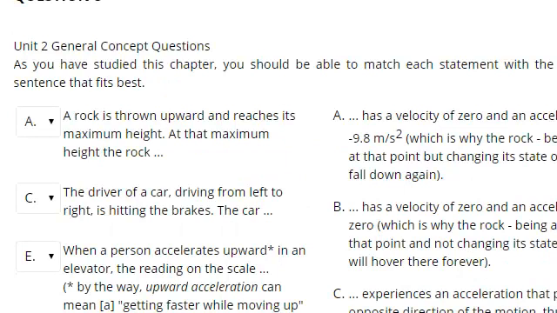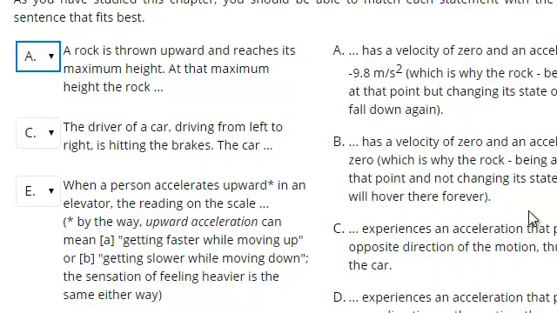All right, let's see. General concept questions. A rock is thrown upward and reaches maximum height. At that maximum height, the rock has a velocity of 0 and an acceleration of negative 9.8 meters per second squared, which is why the rock, being at rest at that point but changing its state of rest, will fall down again. Some people are inclined to say that there is no acceleration. Well, that would mean, A, that gravity was turned off miraculously, and B, the rock would just hover up there, which of course it's not doing. Gravity is on all the time, so it's always trying to accelerate at negative 9.8 meters per second squared, no matter where it is: on the top, on the way up, or on the way down. And of course it's not going to hover up there. It's going to fall down.